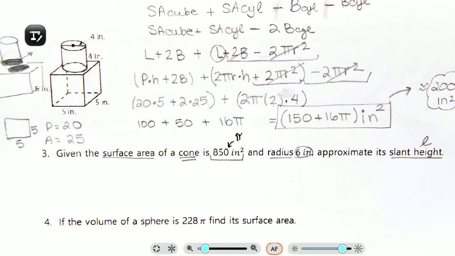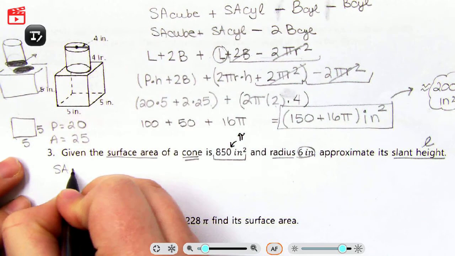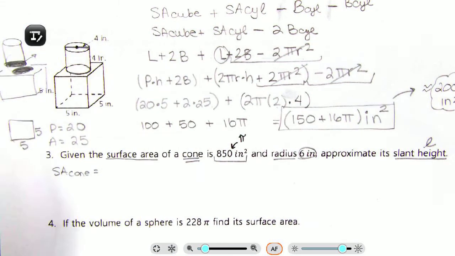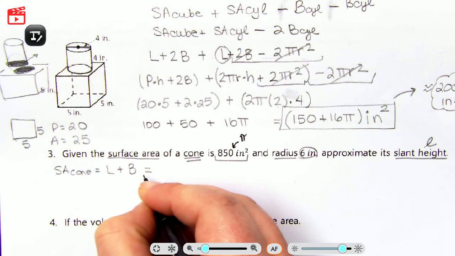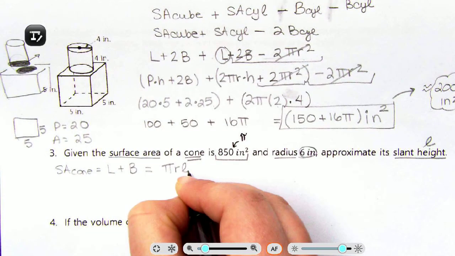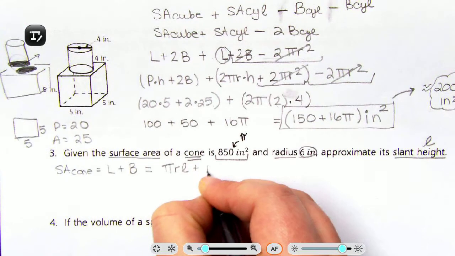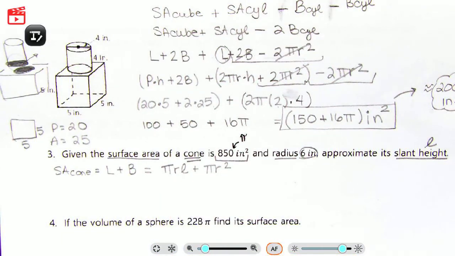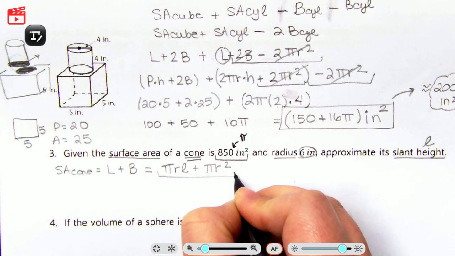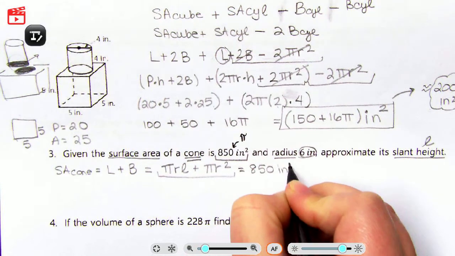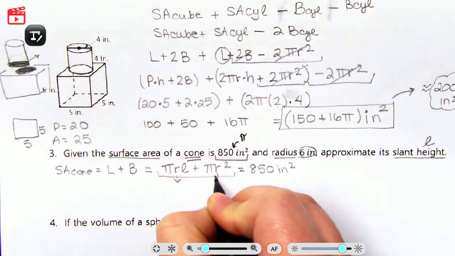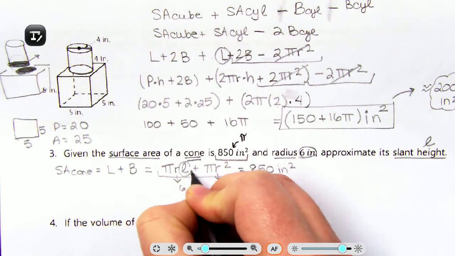Okay, so given the surface area of a cone, that's what they're telling us, so that's what we have to start with. So surface area of a cone is the lateral area plus the area of the base. Lateral area is pi r times the slant height. Area of the base is pi r squared. Since we know that the surface area is 850 inches squared and the radius is 6, the only variable that's left is our slant height.